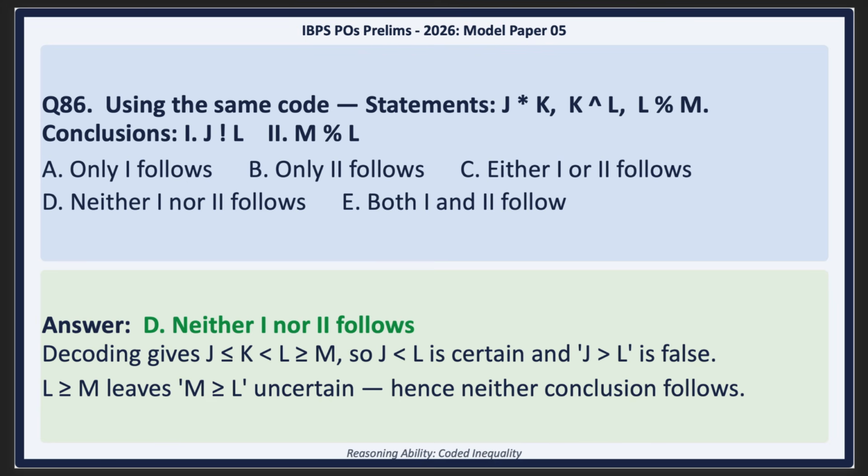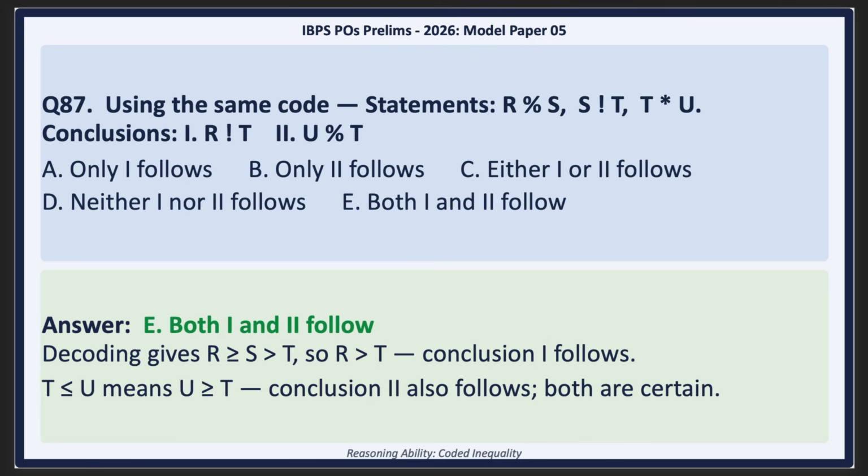Question 87 statements. R is greater than or equal to S is greater than T is less than or equal to U. Conclusion 1: R is greater than T. Conclusion 2: U is greater than or equal to T. The chain flowing from R to T is, well, R is greater than or equal to S, which is strictly greater than T. The water flows smoothly. R is greater than T is a certainty. Conclusion 1 follows. And conclusion 2.